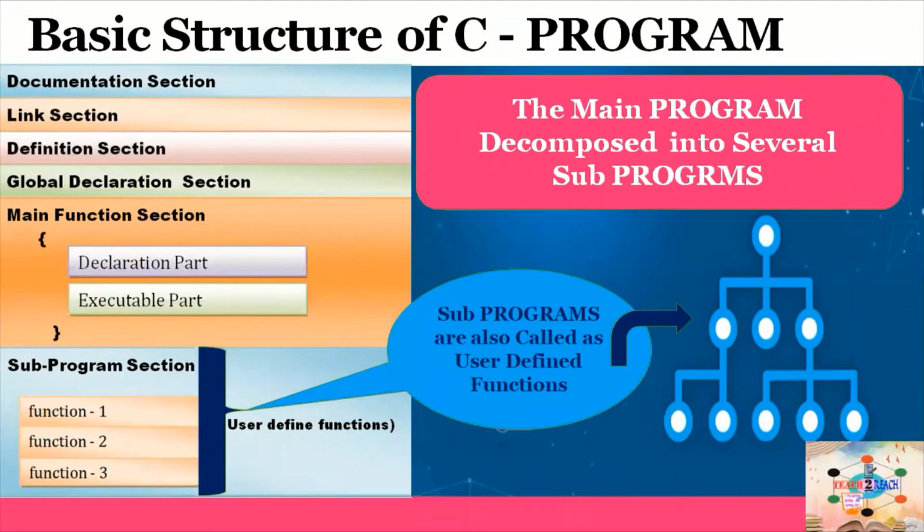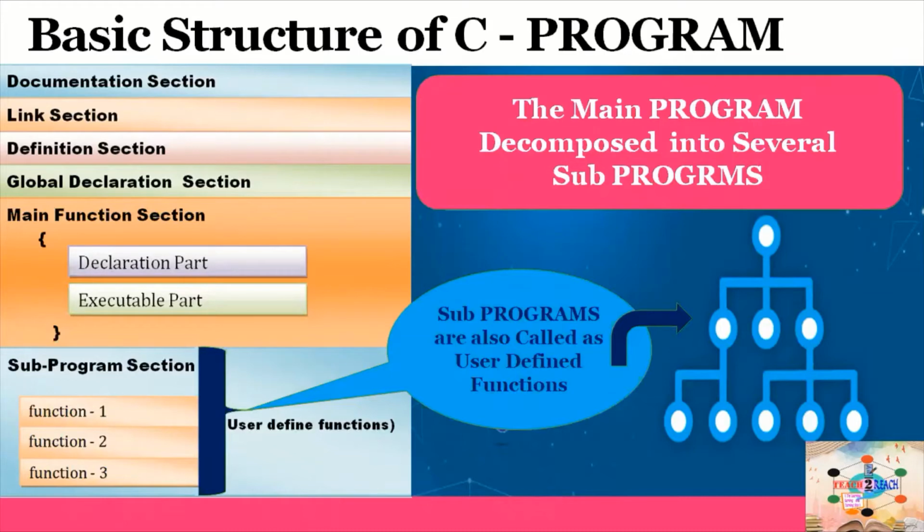In this basic structure of C program, a total of 8 sections are there. The first one is the documentation section. Second, the link section. Third, the definition section. Fourth, the global declaration section. Fifth, the main function section. Under that main function section, sixth is the declaration part, and seventh is the executable part. Last but not least, we will see the subprogram section.